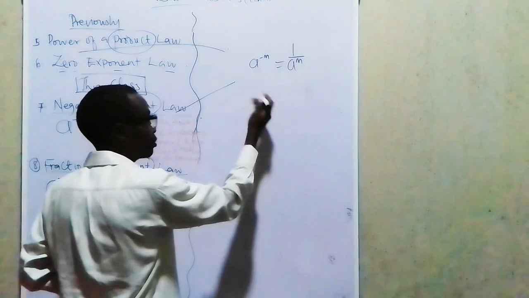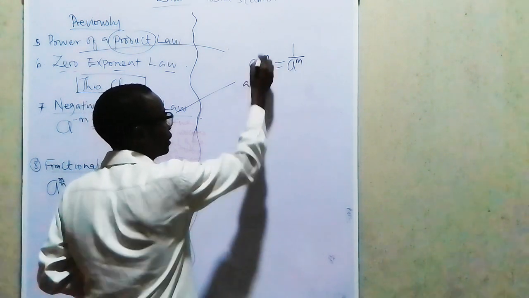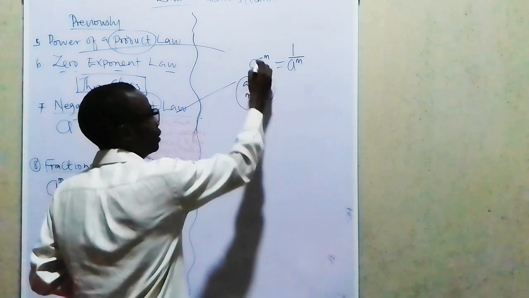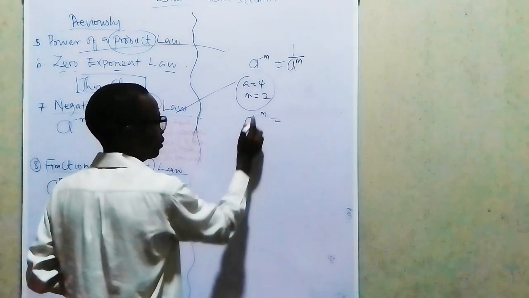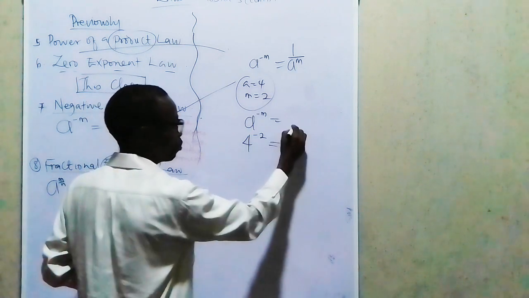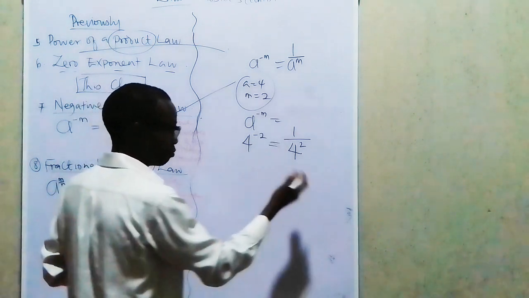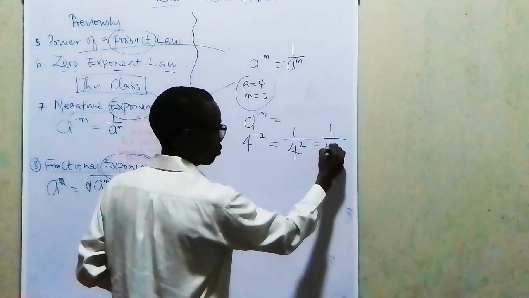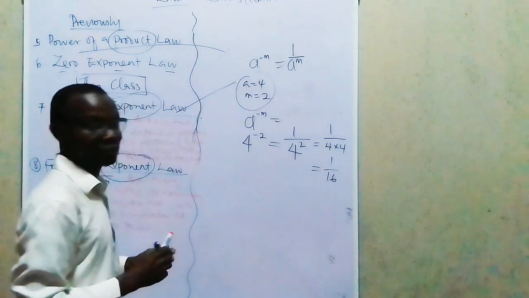Now let's use numbers. If I have a, for example, to be 4, let's say a means 4 and n means 2. What this means here is a to the power minus n is going to be placed as 4 raised to the power minus 2. It's going to become 1 over 4 raised to the power 2. Now if I have to solve this and finish it off, 4 raised to the power 2 is 4 times 4, and that will be 1 over 16. So that's what it means.